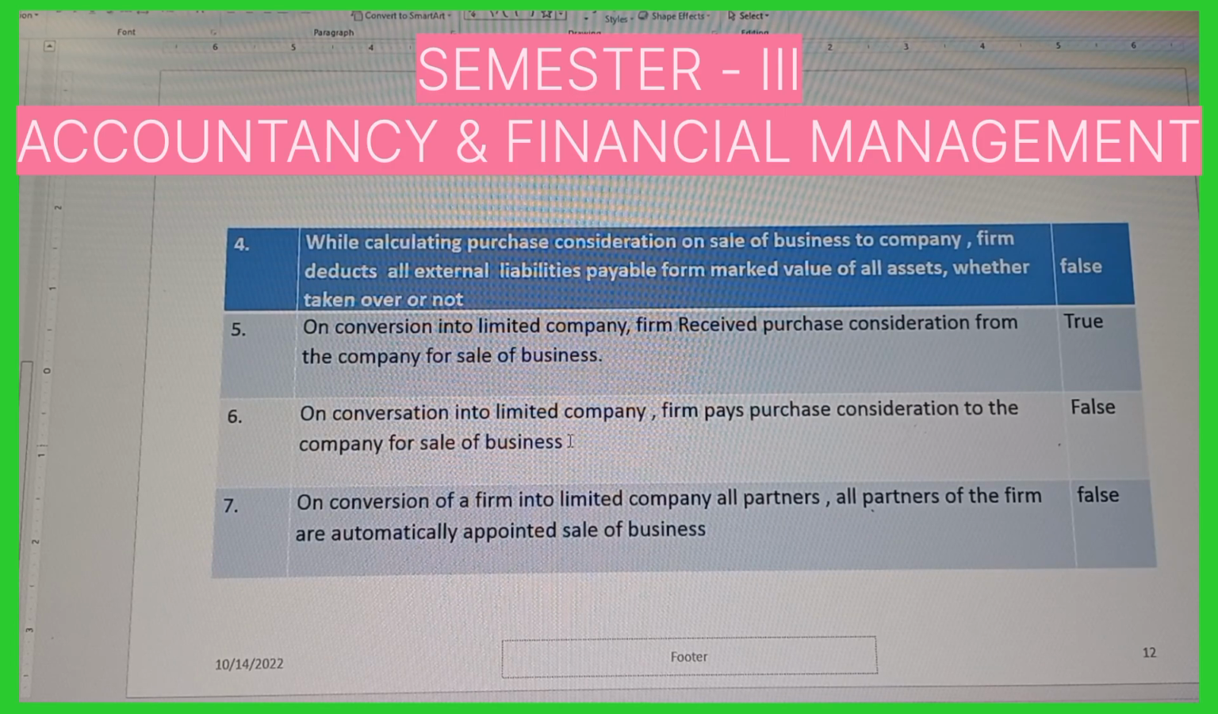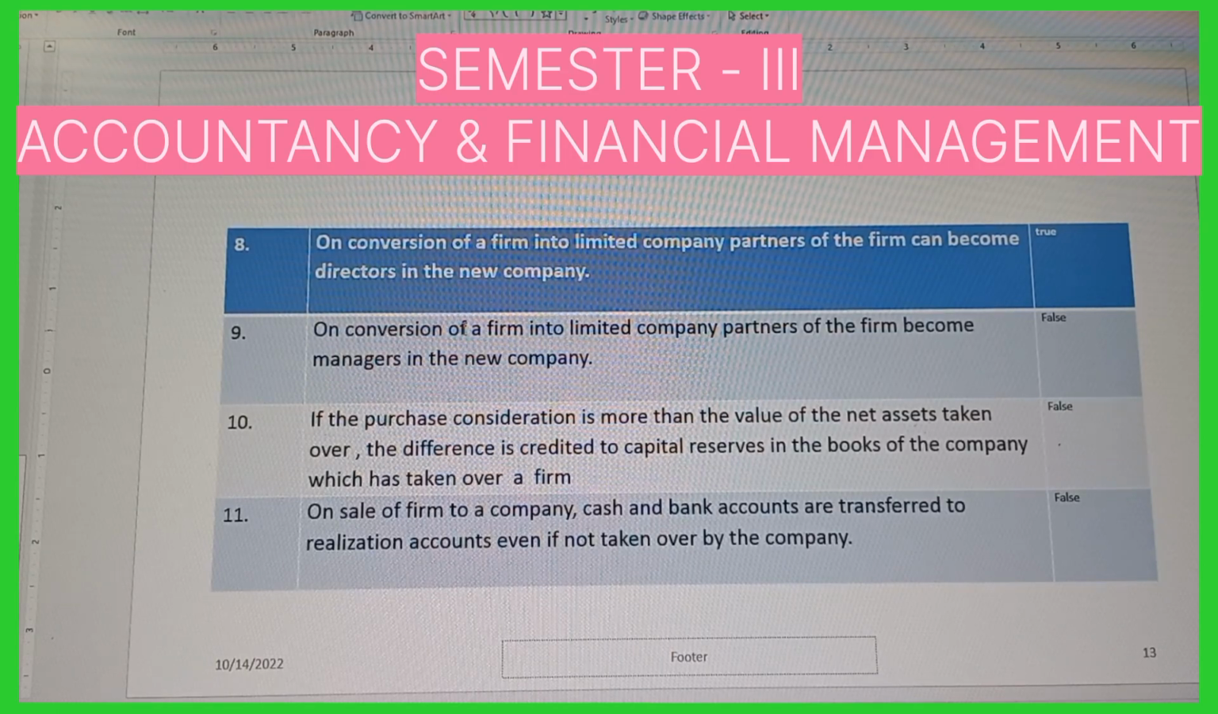After that, conversion of firm into limited company, all partners of the firm are automatically appointed on sale of business. So answer is false. All partners of the firm cannot become automatically appointed by sale of business. There is a procedure for that. So answer is false. After that, on conversion of a firm into limited company, partners of the firm can become a director in the new company. So answer is true.